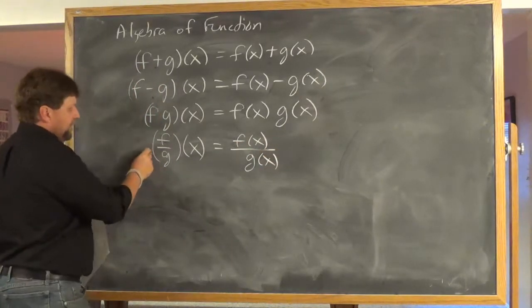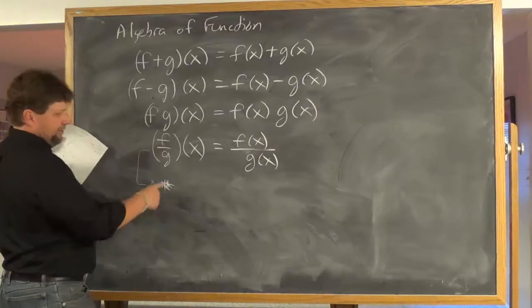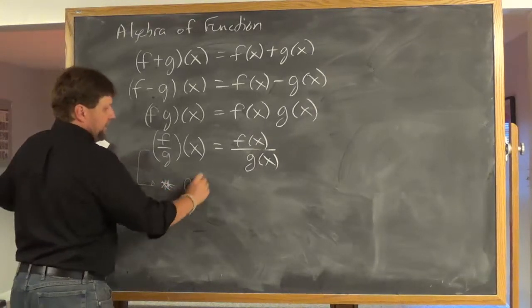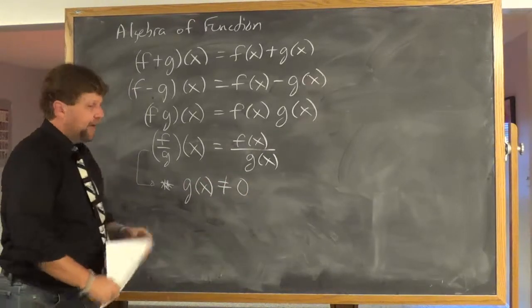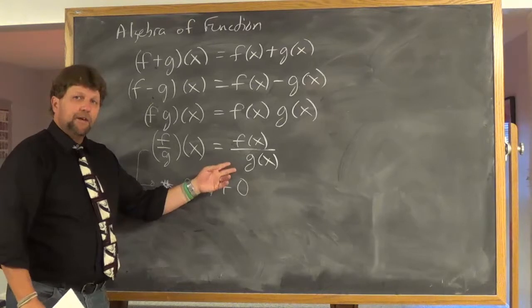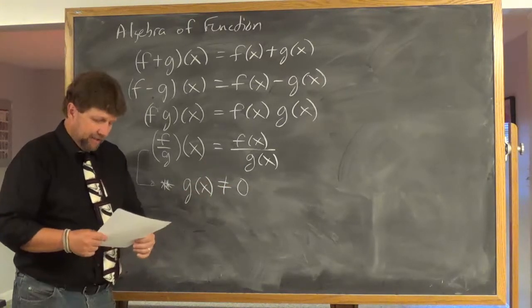And this one here has one little special note. The special note that I'll give with 2 asterisks. You can only do this provided g of x is not 0. We don't divide by 0. Heard that last week. So g of x cannot be 0.